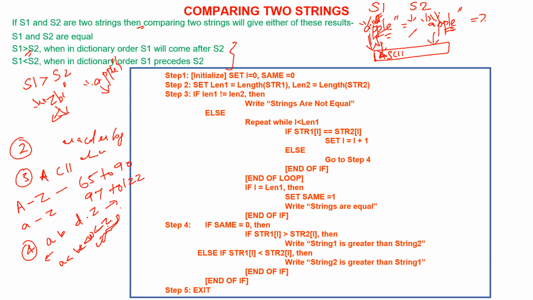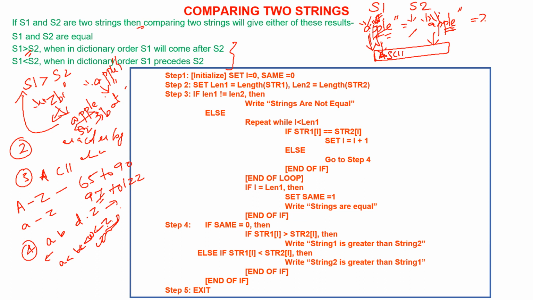Similarly, S1 is less than S2 when in dictionary order S1 precedes S2. For example, I am taking string 1 as apple and string 2 as bat. So what will happen when A and B are compared together? A has the value, what is the value for A? A has 97. What will be your small b value?